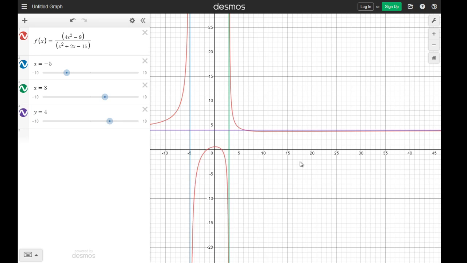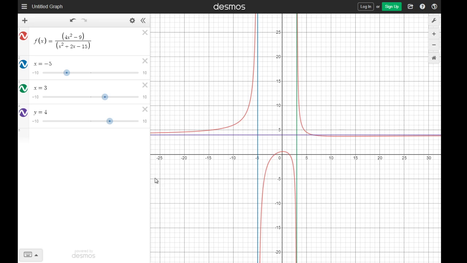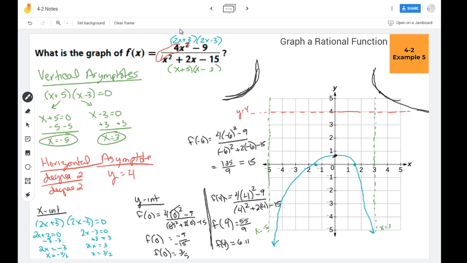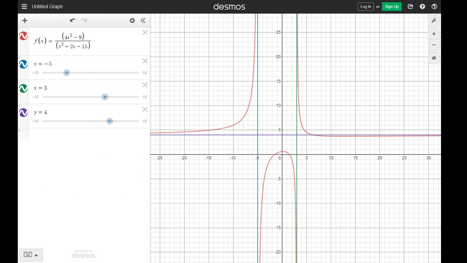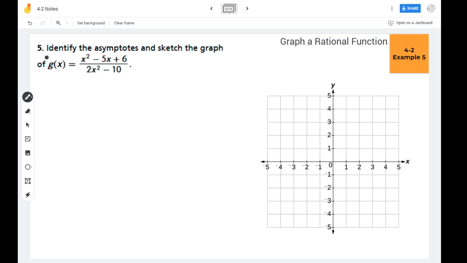That's strange. But anyway, there's that to help you guys see it. Let's go ahead and do another quick one. Alright, so we won't check this one in Desmos. We're just going to go crazy and figure it out.